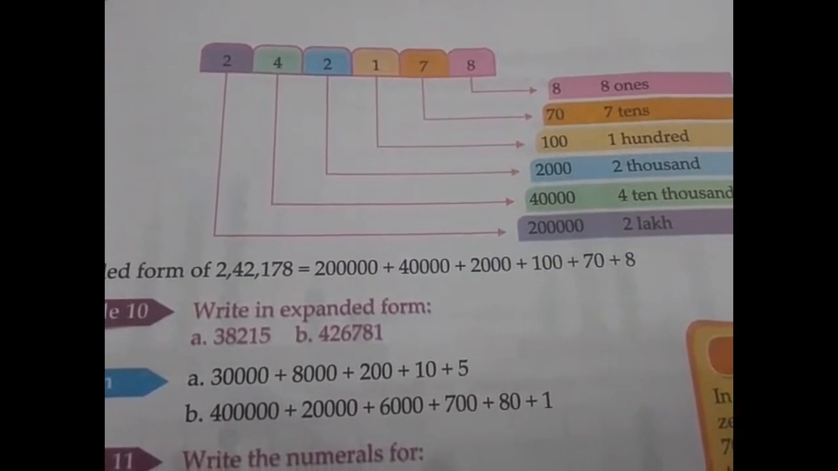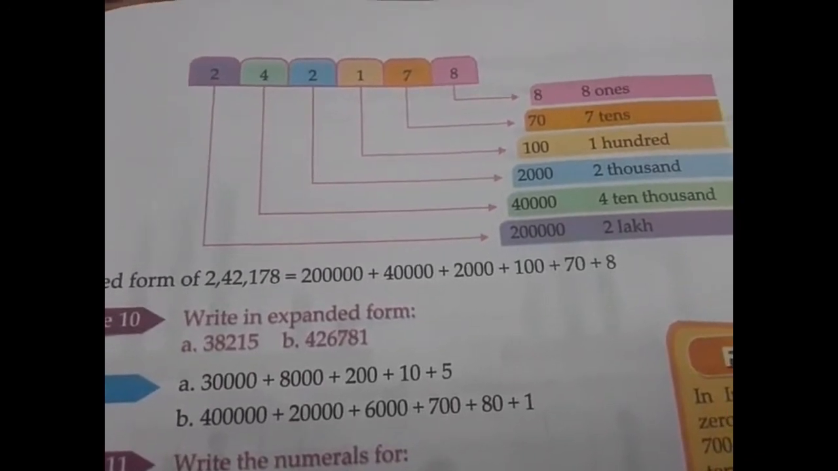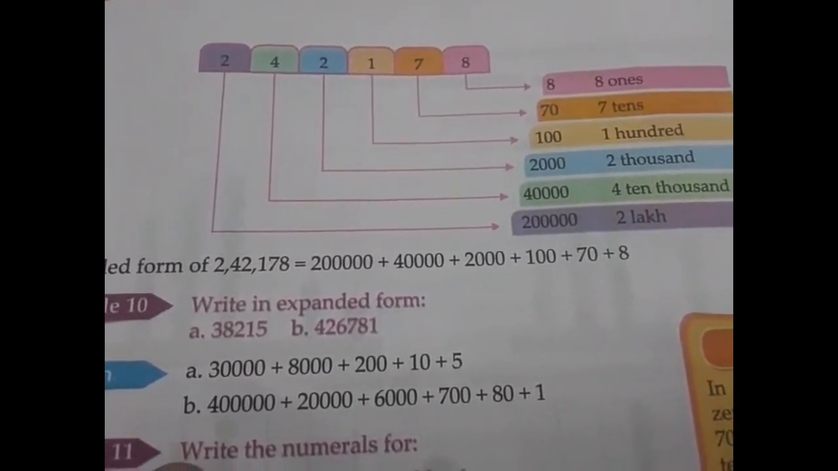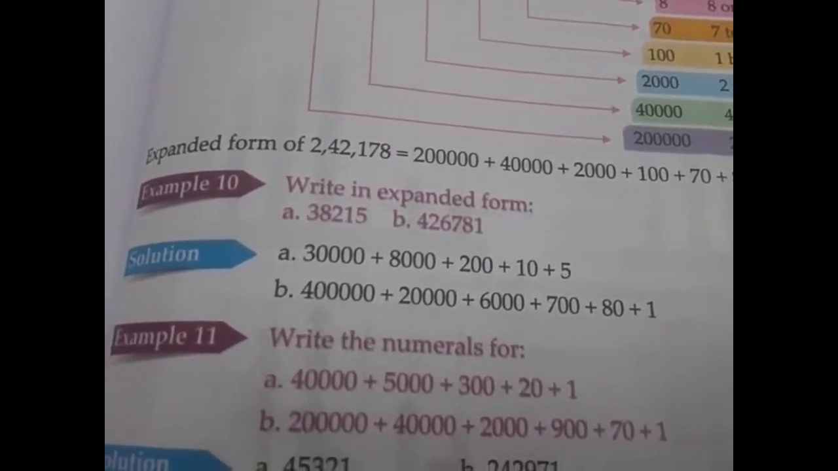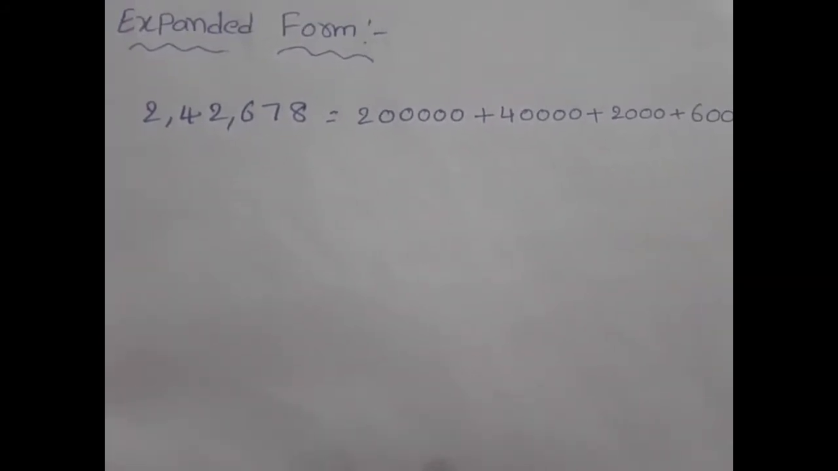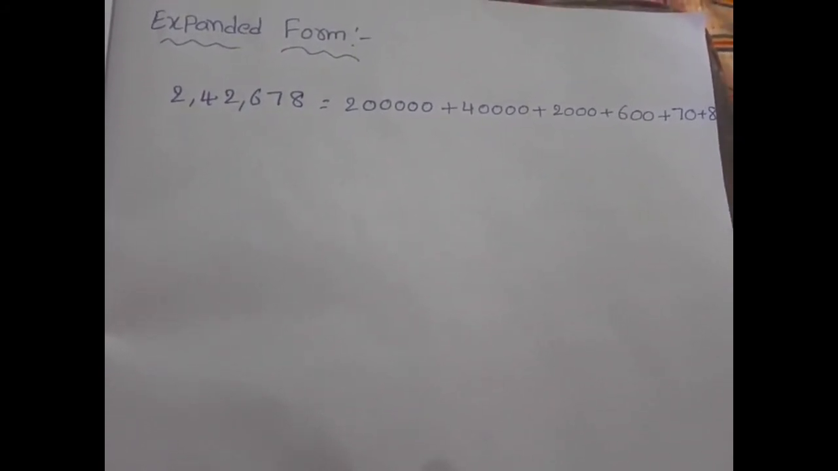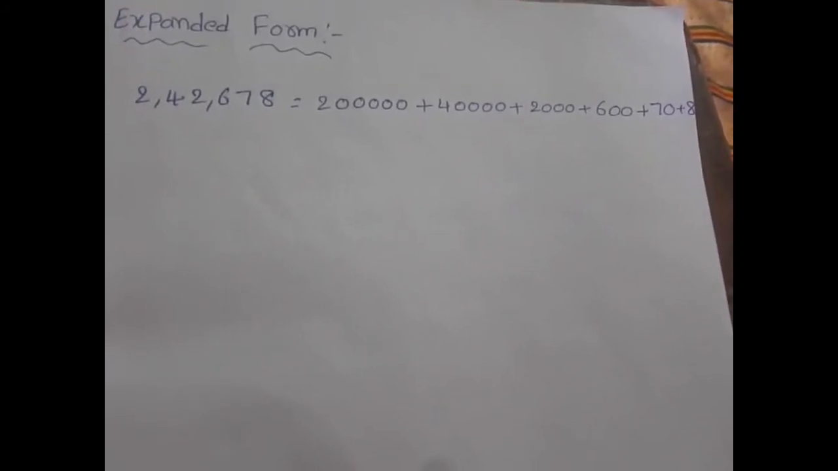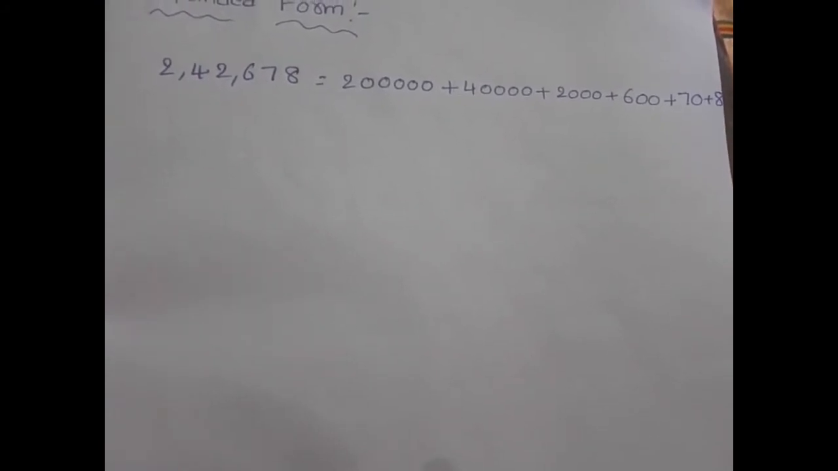2,42,178. We will write it as 8 ones, 7 tens, 1 hundred, 2 thousands, 4 ten thousands and 2 lakhs. In the expanded form, we will write the number as, see here, 2 lakhs plus 40,000 plus 2,000 plus 600 plus 70 plus 8.